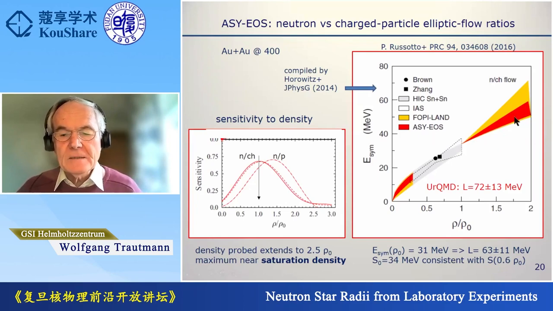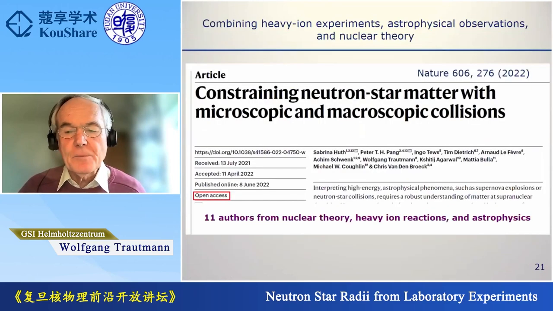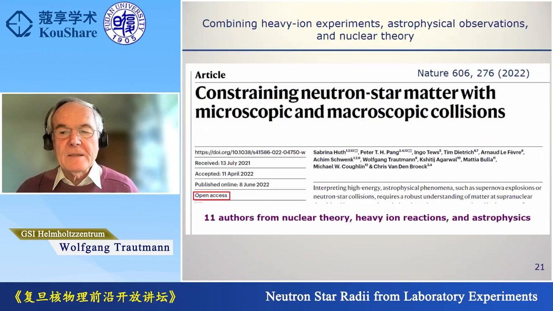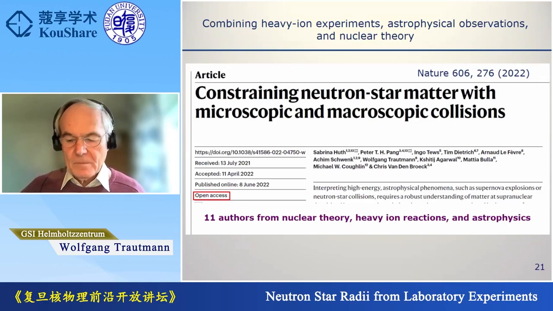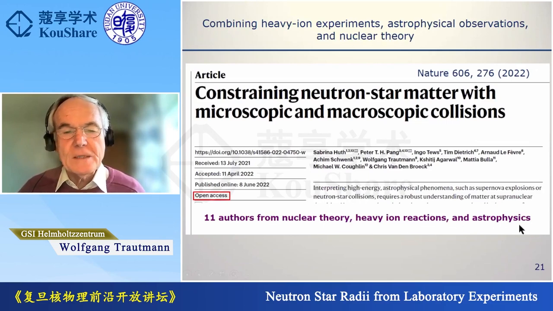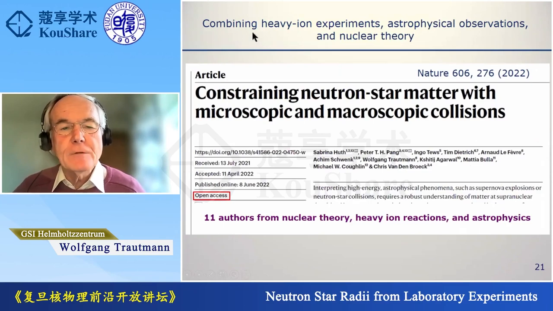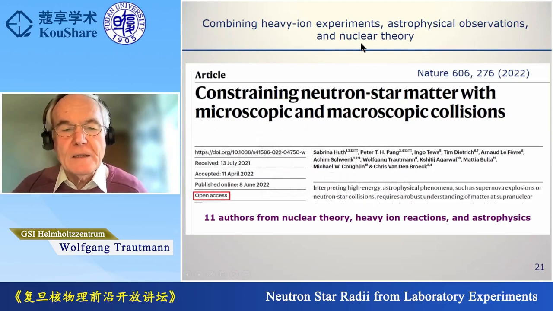Now, this information here, the slope, the dependence on S0, and the distribution of densities probed, all this information entered in this work here that came out last year. The results were used by a group of authors from nuclear theory, heavy ion reactions, and astrophysics to combine all the information we have from heavy ion experiments, from astrophysical observations, and from nuclear theory.